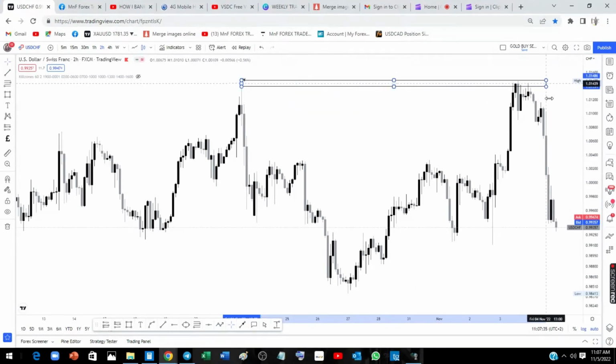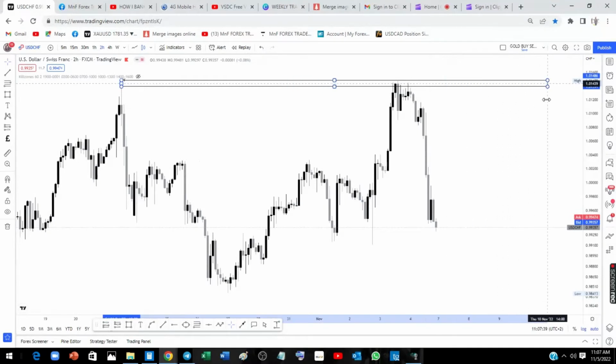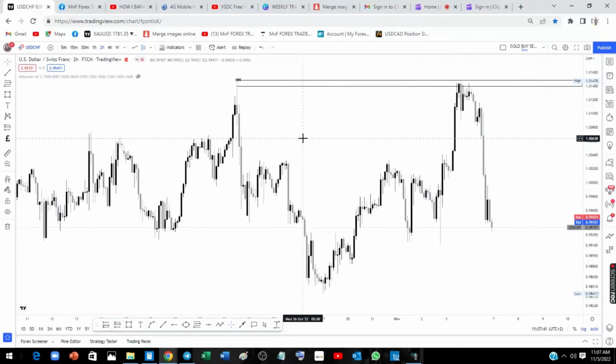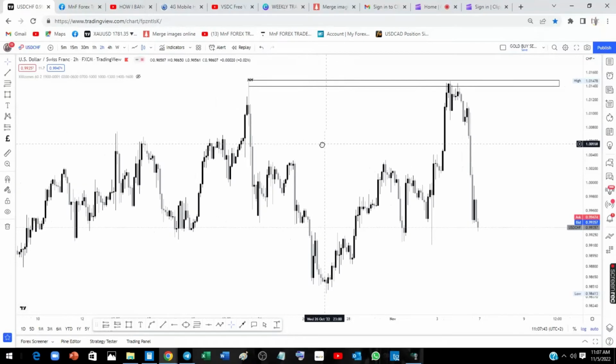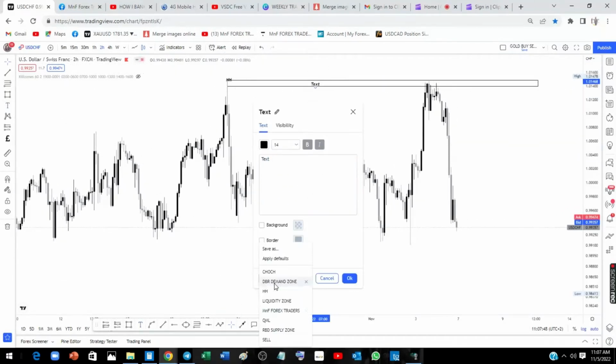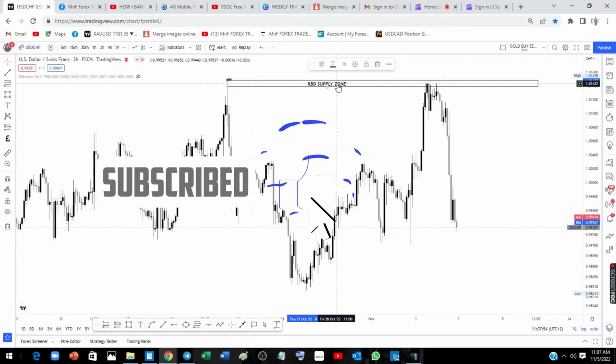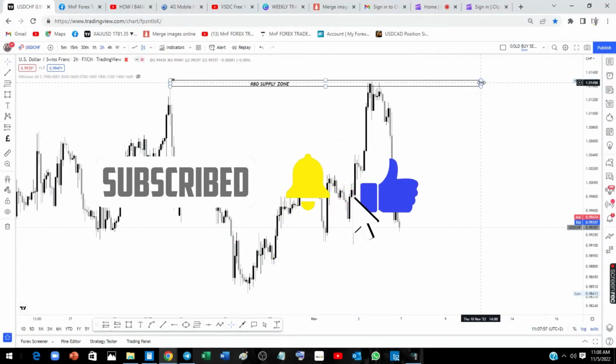So what you do is you extend this to the right side, and clearly you can see that the market really respected this level right here nicely. So you have a rally based drop supply zone. Let's go ahead and put just that: this is a rally based drop supply zone. Nice. What's next?